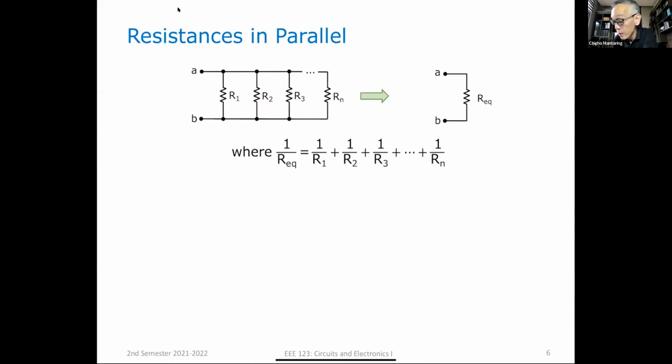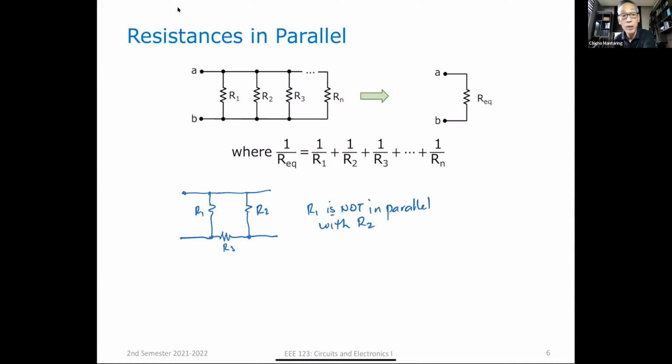For example, and this is a common mistake. Let's say this is R1. This is R2. If I have another element there, let's say this is R3, R1 is no longer in parallel with R2. And like I said, that's a common mistake of students. They have to be interconnected at both their ends.